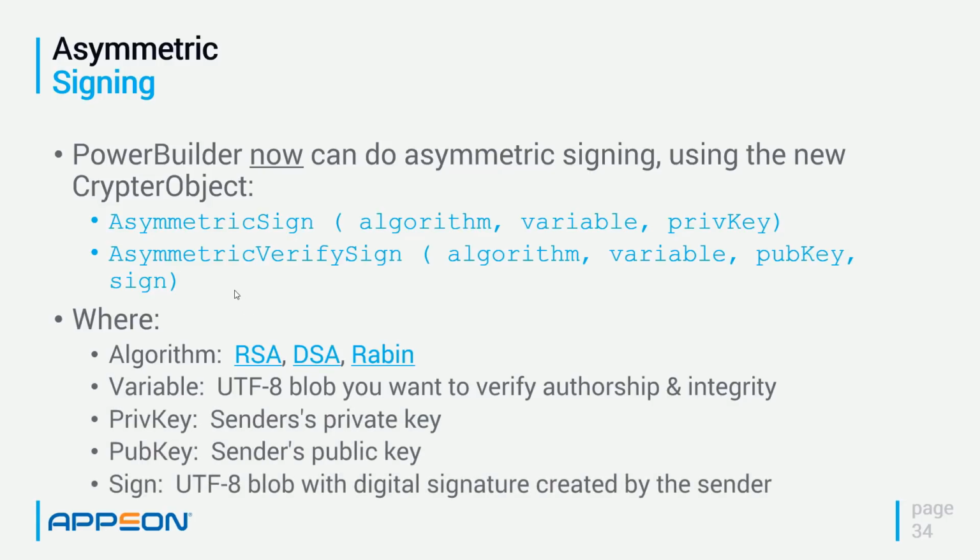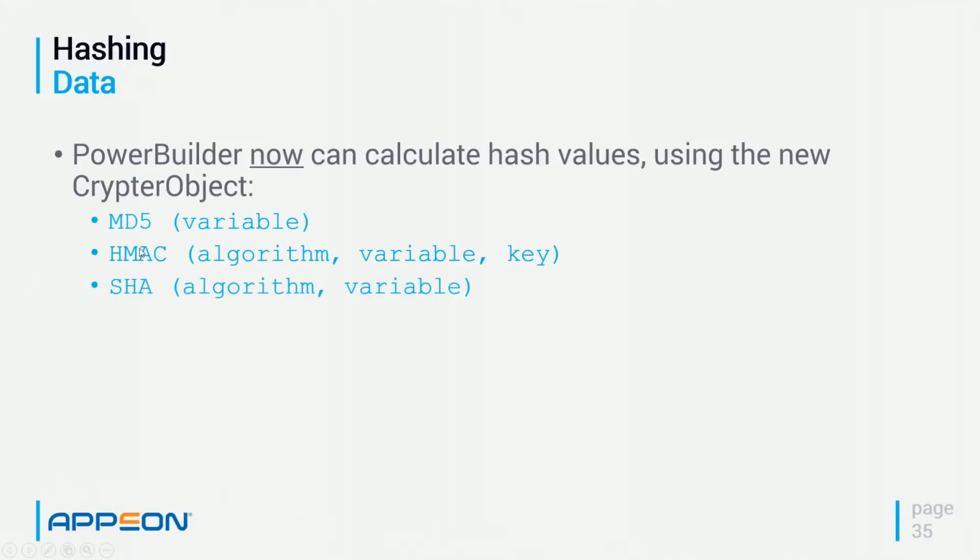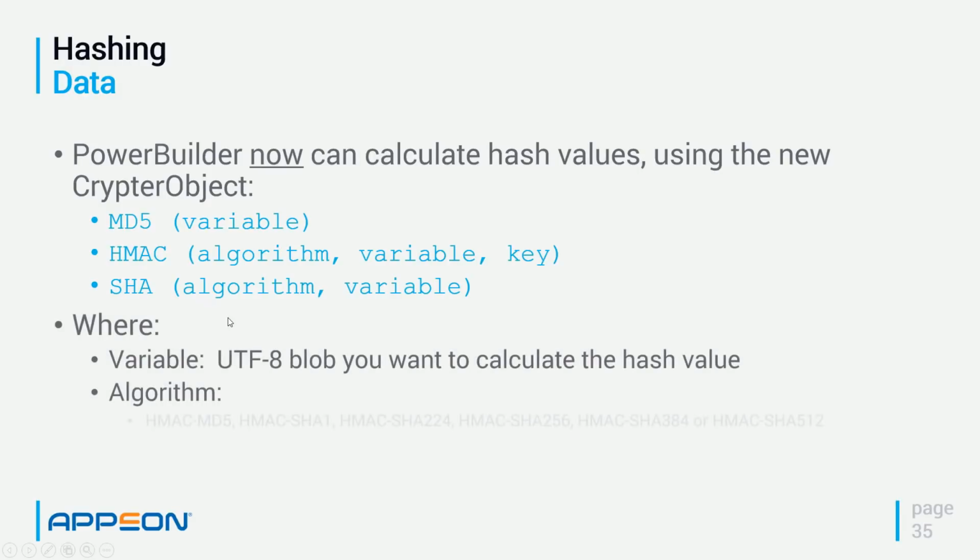And then finally we have hashing. Now hashing is a one-way operation. It's not like encoding and decoding. There's basically three different methods used to do it: MD5, HMAC, or SHA. And what it does, it's like a checksum.